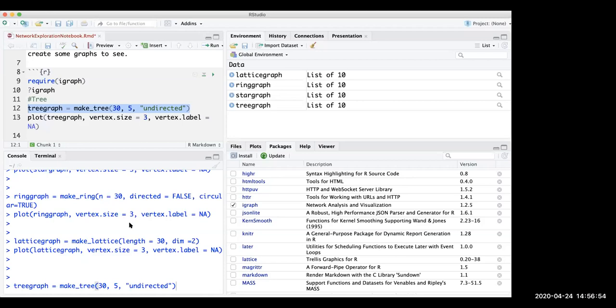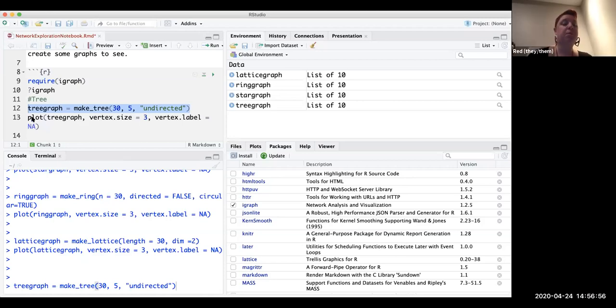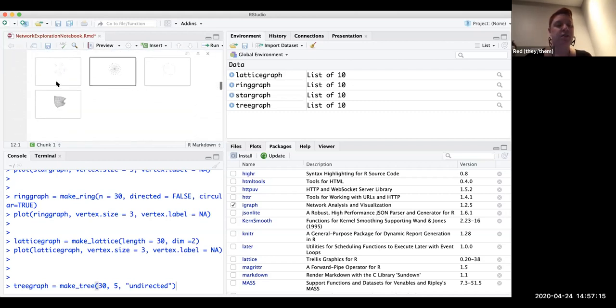All right. So if we have our tree graph, we can then plot it using this plot command. Plot of tree graph, comma, vertex size equals 3 because I want my vertices to be small. And I don't want any labels on my vertices right now. So I'm saying my vertex.label is equal to NA. And that is how I got this plot here.